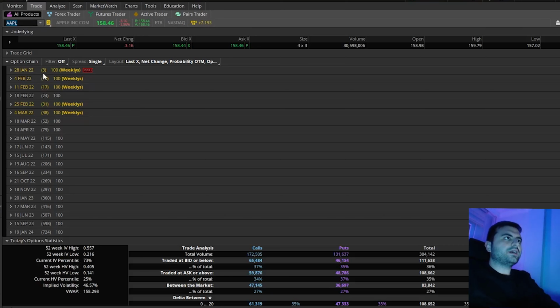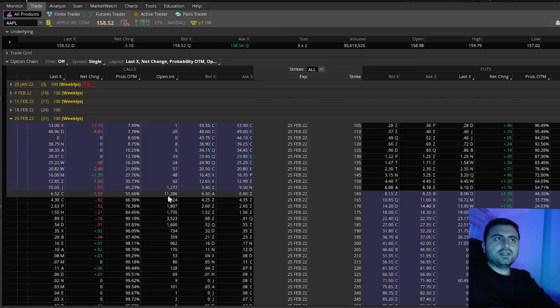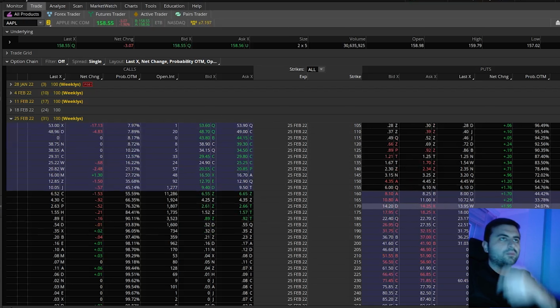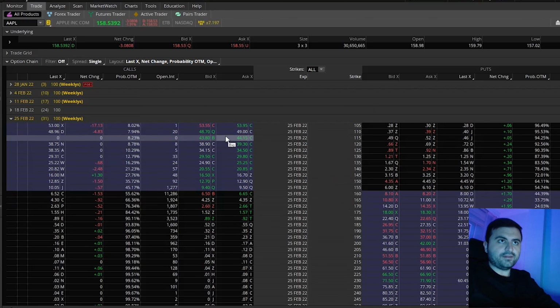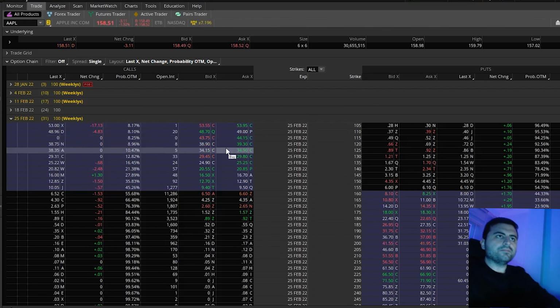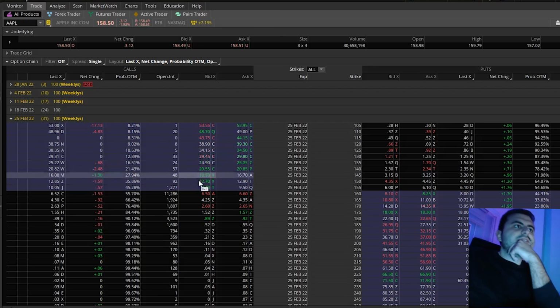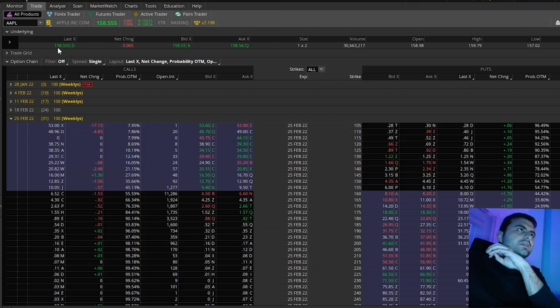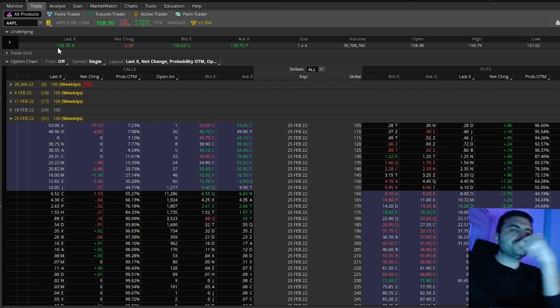Let's say now we will choose a 31-day expiration, and you will look at the call side, not the put side. Because we are selling a call option, we will go for the call side in the option chain. As you can see, these are the strike prices, and the current stock price is $158, and the stock has gone down a little bit.